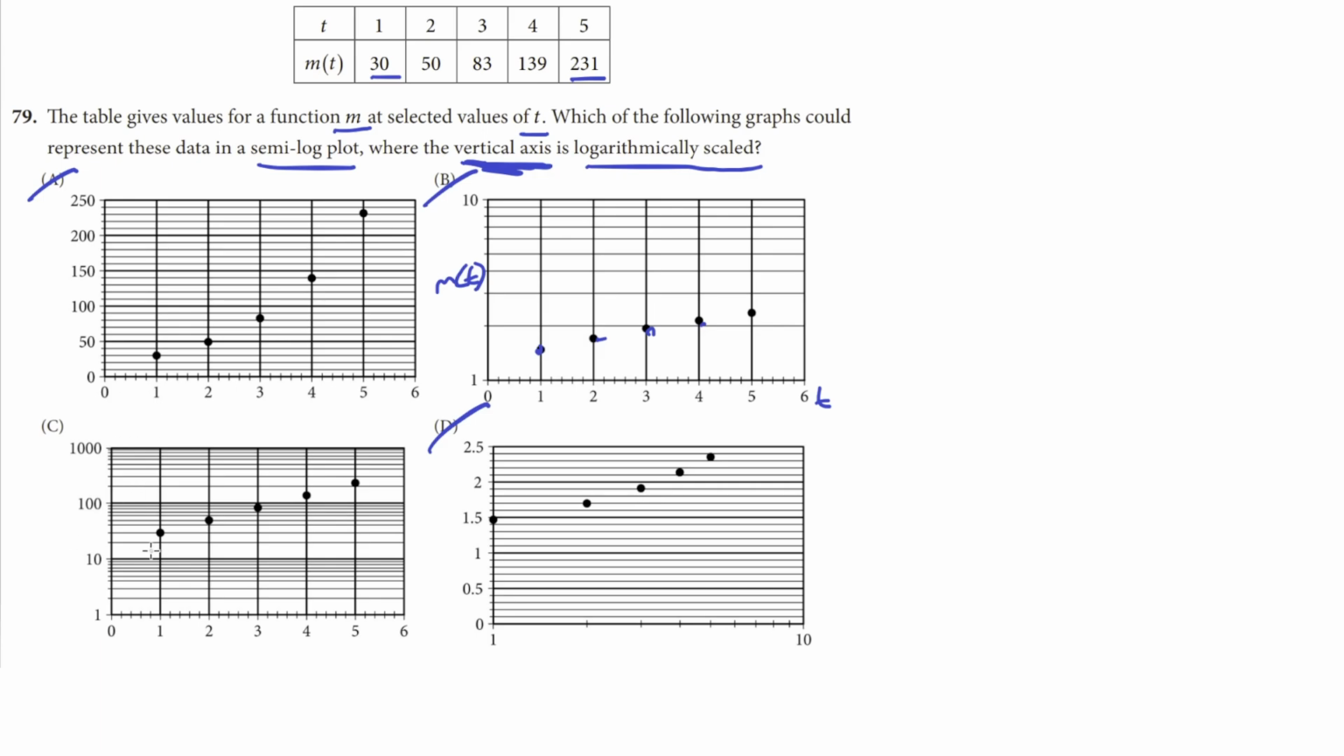And if we look at answer choice C, this much better represents the data, because we see at t value of 1, this tick is 10, 20, 30, so there's about 30. Then at t value of 2, we have 10, 20, 30, 40, 50. And let's just check 5. 5 is at 100, and then 200, and then in between 200 and 300. So this much better represents the data than answer choice B. So C is the correct answer.